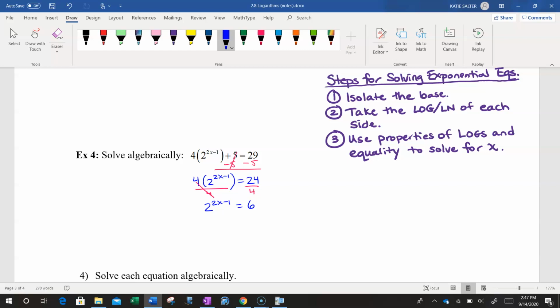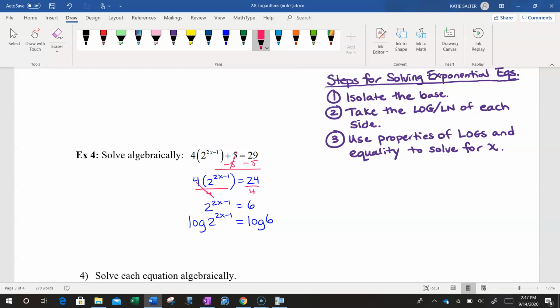If it's any other base, 2, 5, 8, whatever it is, it really doesn't matter. You can take the natural log of each side or take the log of each side because the steps you're going to do are exactly the same from this point forward. A lot of students use natural log anytime it has e, and if it doesn't, they use log, and that's fine if that's how it works out in your head.